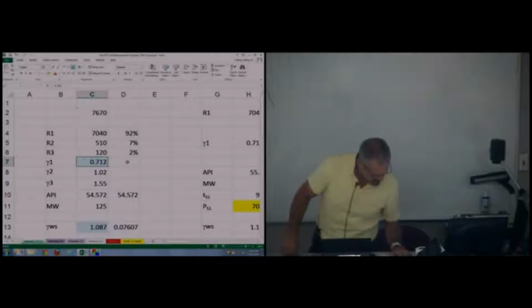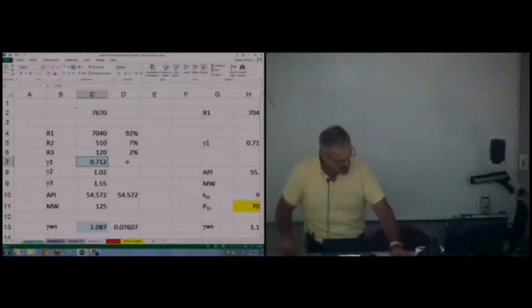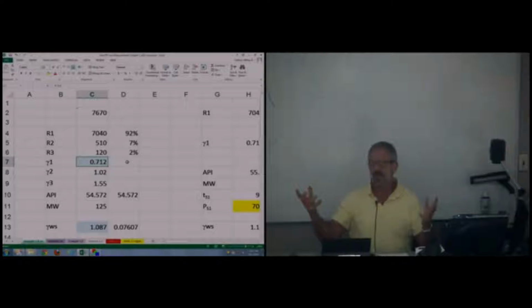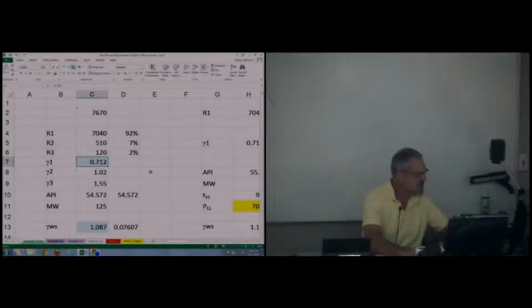Question number 3. How is the impact of wrong gas gravity calculated on the original gas in place? B over G uses Z. That's the only static calculation there.